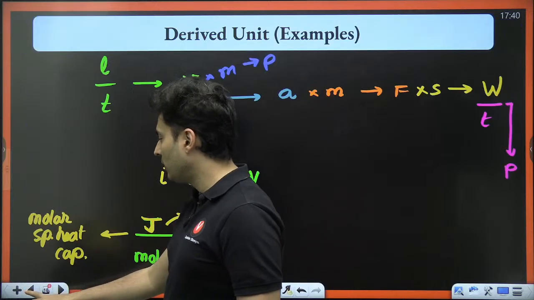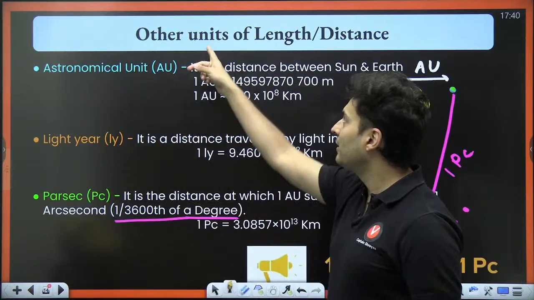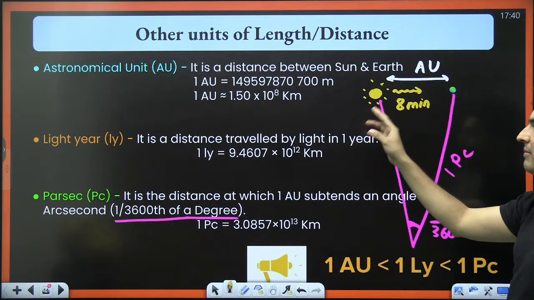Lot of people think it's a unit of time, but I just mentioned this. Where is it? Right over here. Light year is a unit of length or distance, and that is the distance which light travels in 1 year.